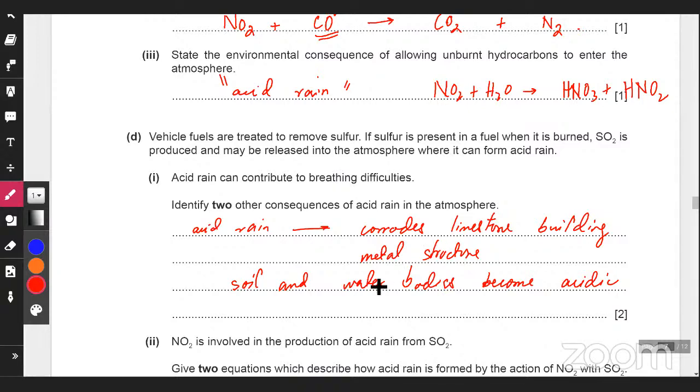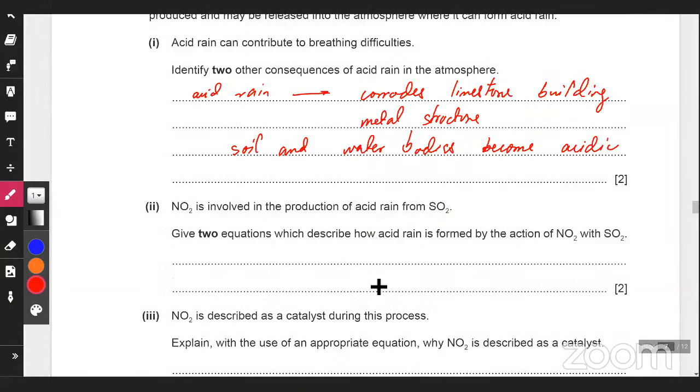acidic. Now, NO2 is involved in the production of acid rain from SO2. Give two equations which describe how acid rain is formed by the action of NO2 and SO2. Remember this, NO2 does two things. It first acts as an oxidizing agent. It converts SO2 into SO3 and gets reduced itself. But the NO in the atmosphere gets oxidized again to NO2. So NO2 is acting as a catalyst in converting SO2 into SO3.